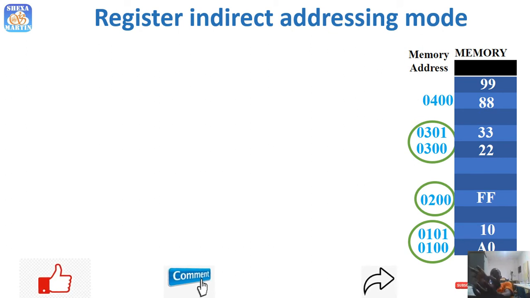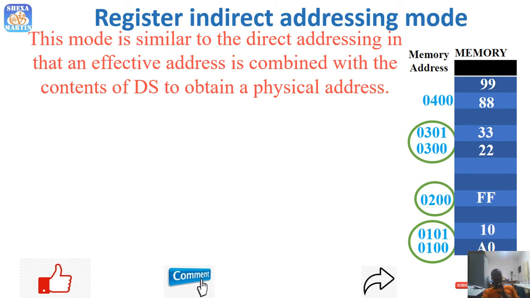So we've just taken that immediate information that was encoded, and we have inserted it into the register. So to get the information, we get it indirectly through a register. We open the register, we take the information, and after taking it, we say this is the address where we are getting the data or the operand, that is the value to be acted upon. This mode is similar to direct addressing in that an effective address is combined with the contents of DS to obtain the physical address. This is just on physical address calculation.